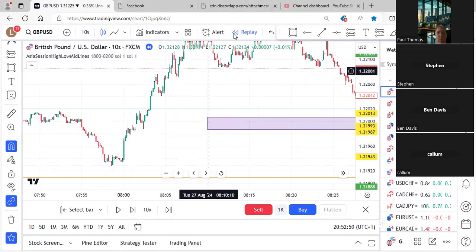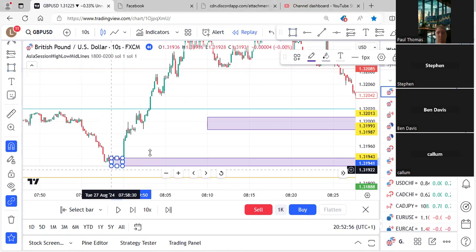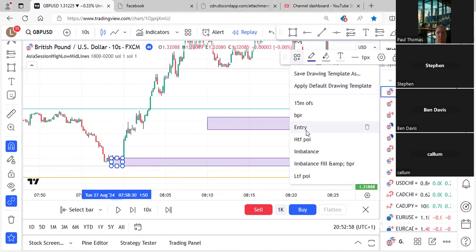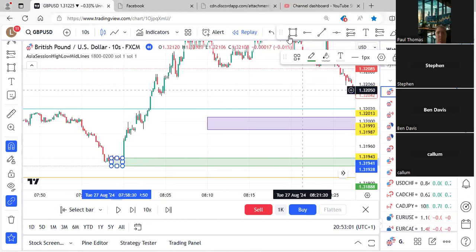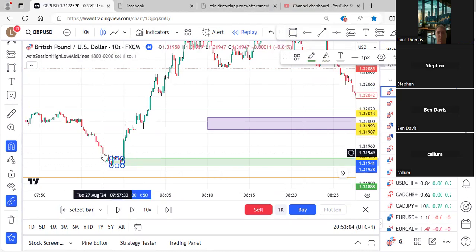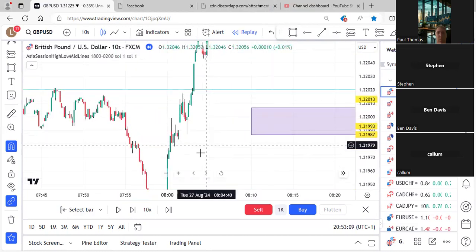Once you've got this, so my entry, I would have had a pending here. That would have been my pending there. Lowest imbalance. Would you class that bit as BPR or not? Is that probably too far away? No, it's not. The distance is fine, mate. I'm not worried by that.